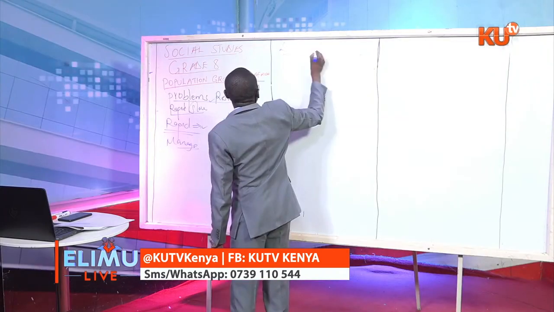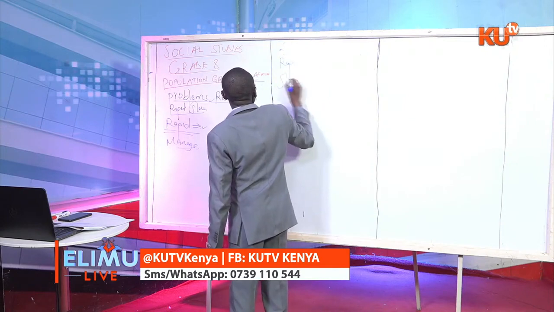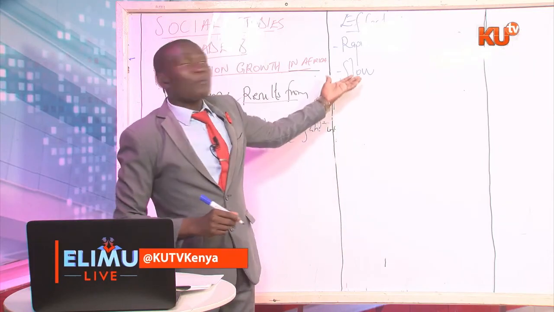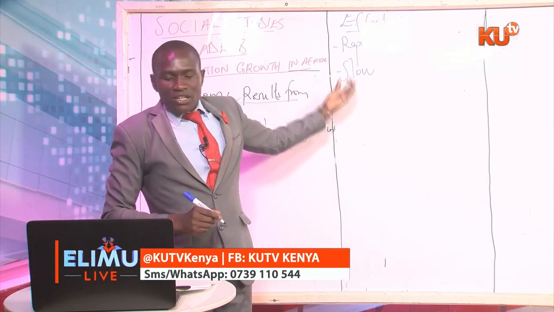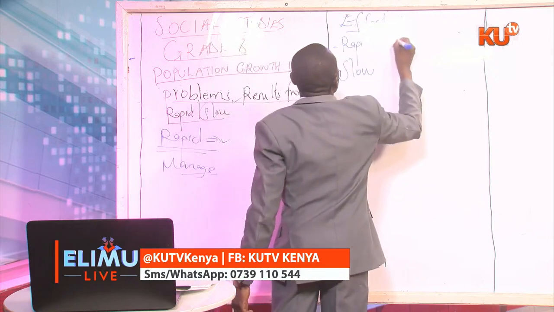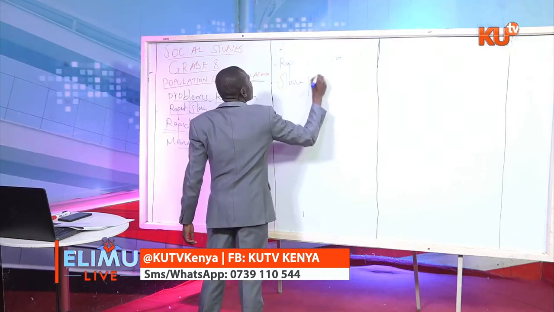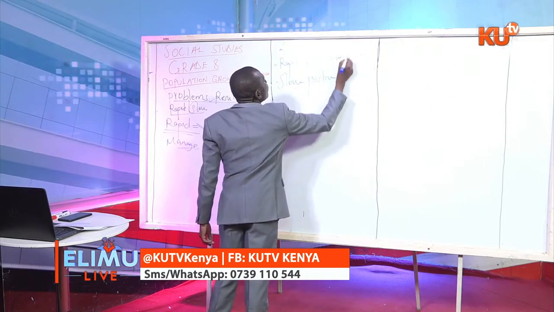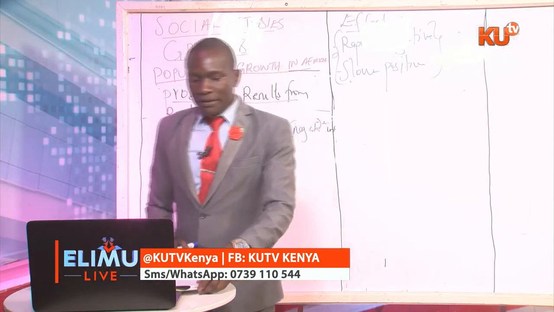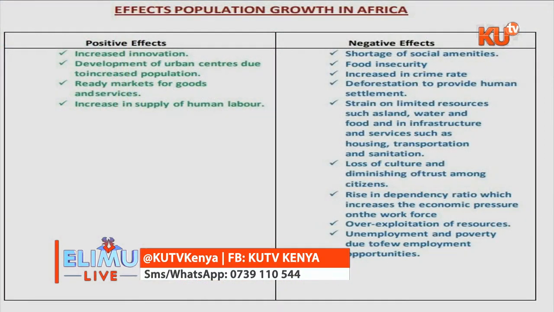So let us look at effects of rapid population growth and effects of slow population growth. And these effects are both positive and negative. So the effects of rapid population are all negative, and this one are all positive, and we'll be looking at that. So we'll be looking at the effects of population growth, and one of the effects of population growth is increased innovation.